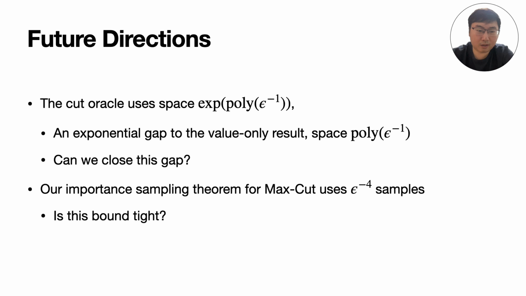The other direction, a technical question, is to justify the tightness of the importance sampling theorem. Recall that in the importance sampling theorem, one needs to draw roughly 1 over epsilon to the 4 independent samples with respect to the distribution proportional to q of x, which is the sum of distances from x to every other point. But is this 1 over epsilon to the 4 tight? Can we improve it a little bit?